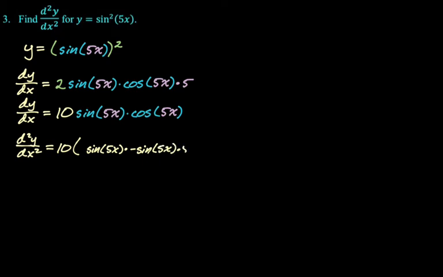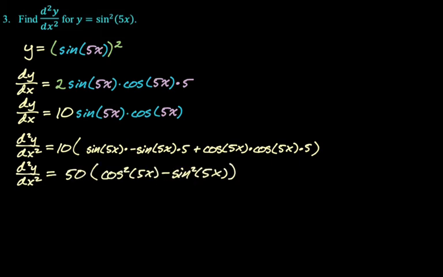Don't forget the chain rule. Plus second, derivative of the first. And again, don't forget the chain rule. So we get this. And then this, because it would probably be a multiple choice question, you do want to kind of clean this up. So this cleans up ultimately to 50 times the quantity cosine squared 5x minus sine squared of 5x. Now, if you're big on trig formulas, you know that cosine squared minus sine squared is one of the double angle formulas for cosine. So this should be just 50 cosine of 10x.